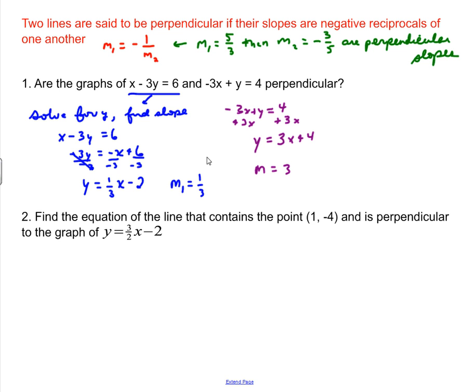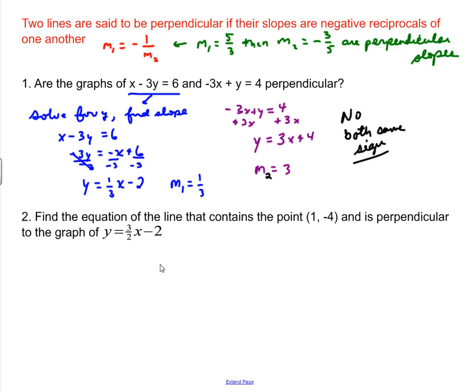So are these two perpendicular? The answer in this case has to be no, they're not, because although they are reciprocals, slope 1 is 1/3, slope 2 is positive 3. They're both positive, so they're not negative of one another. In order for the two slopes to be perpendicular, they have to be negatives of one another. All right, so that's the only drawback right here.